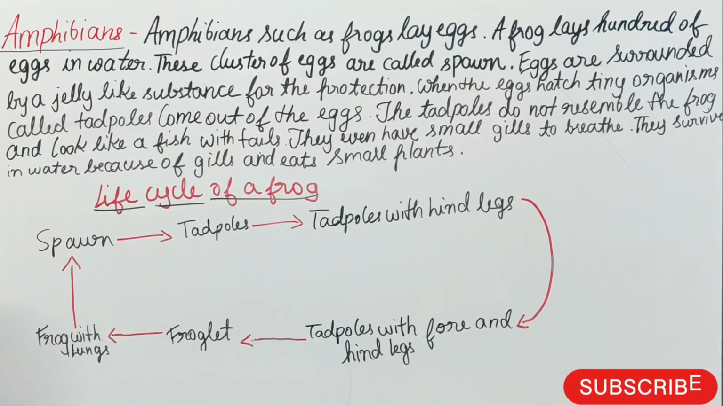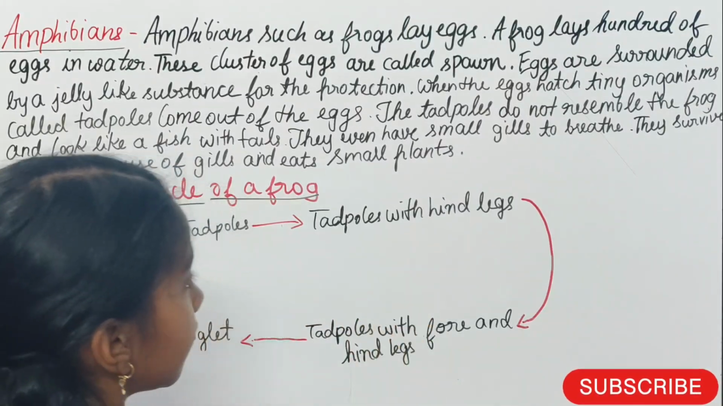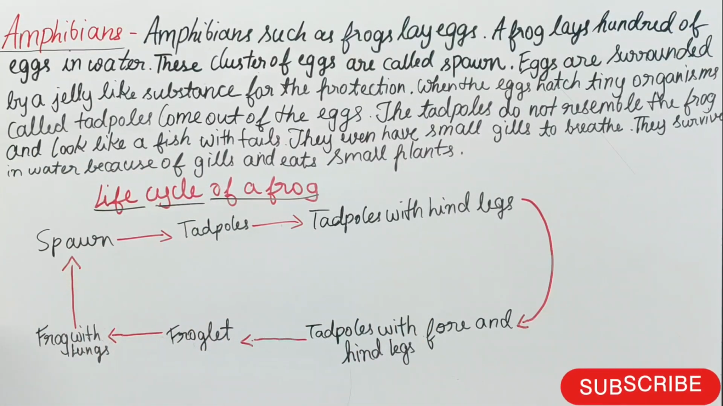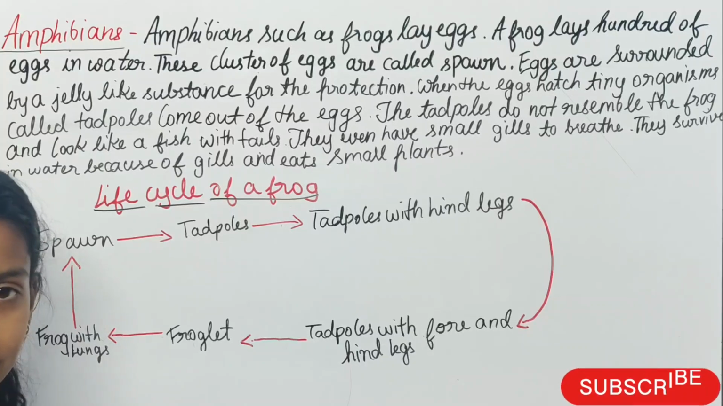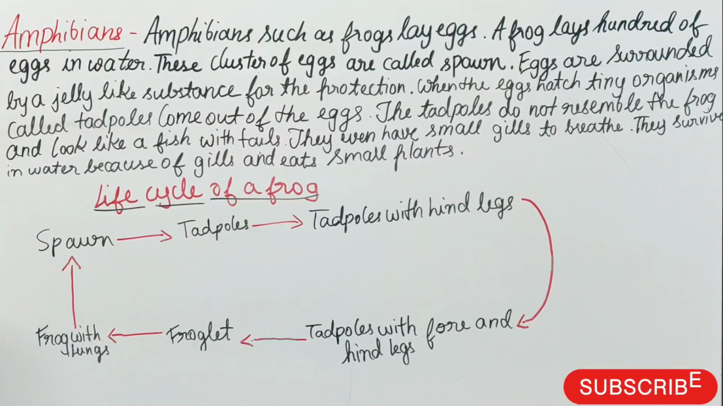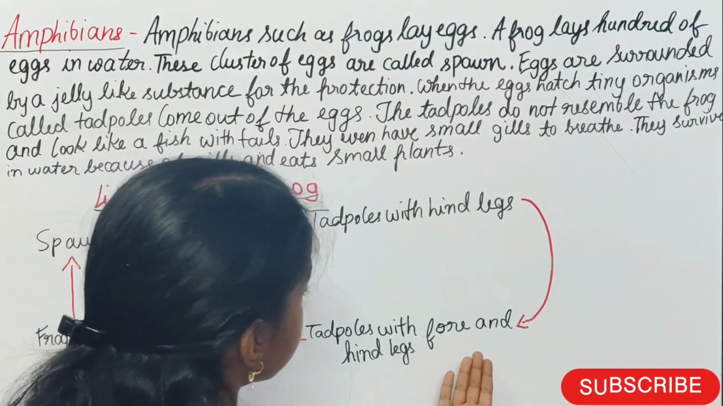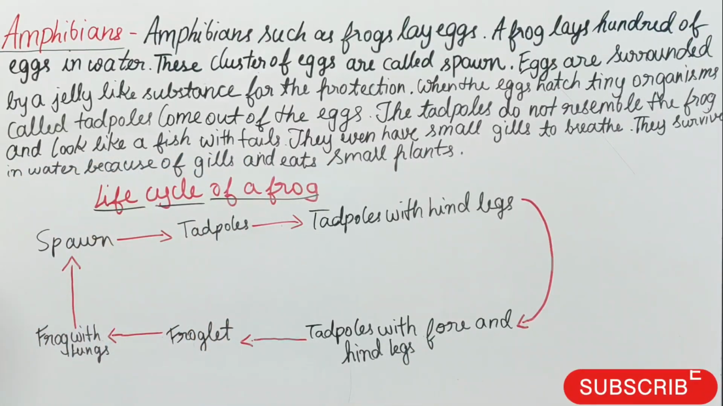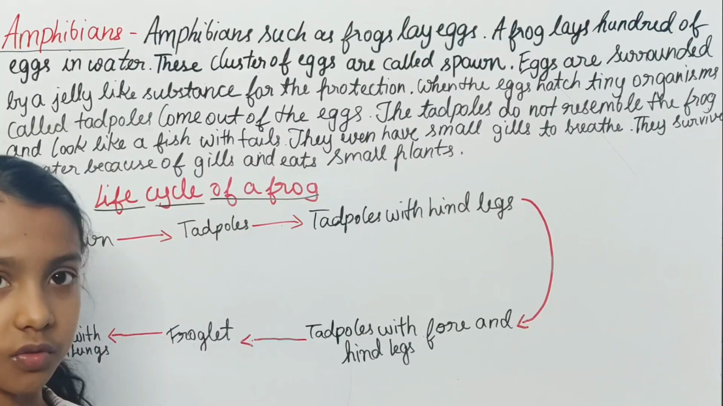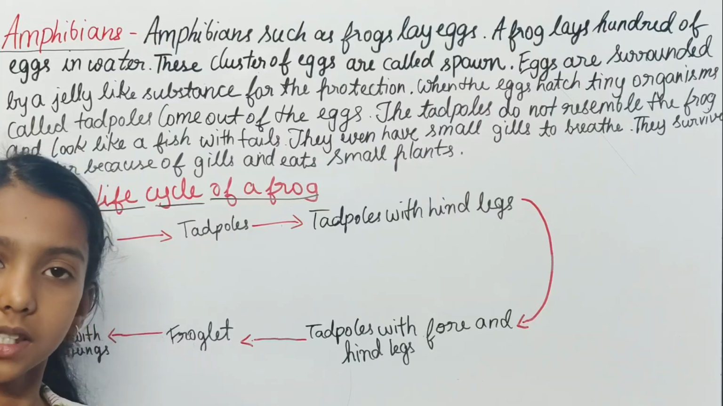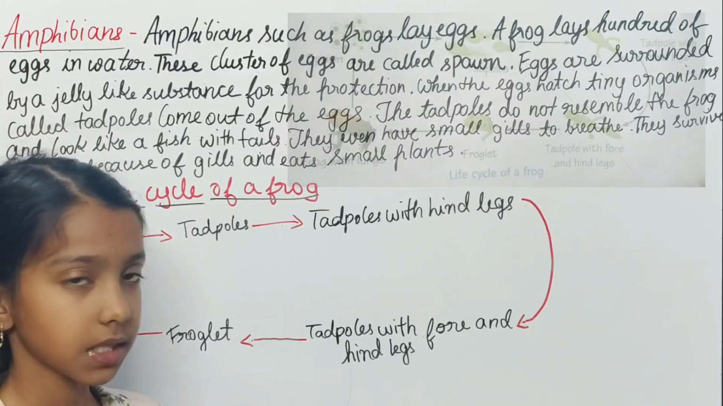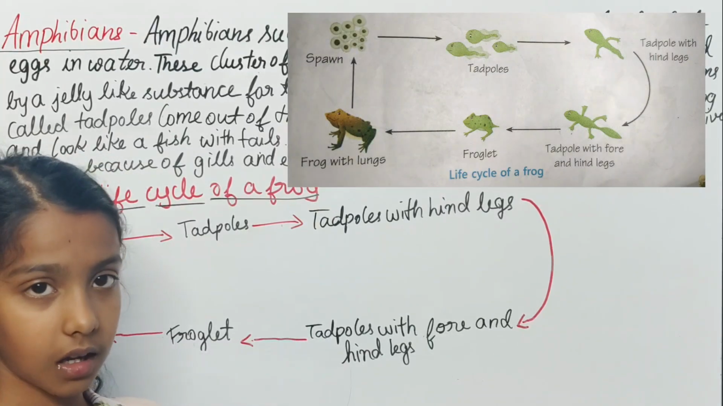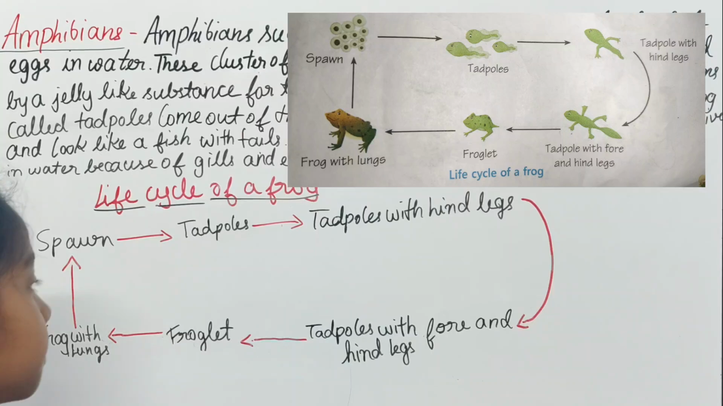After some days, the tadpoles will develop hind legs. After this, tadpoles with fore and hind legs, means the front legs and the hind legs, which are the back legs.